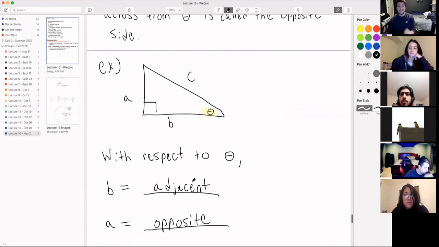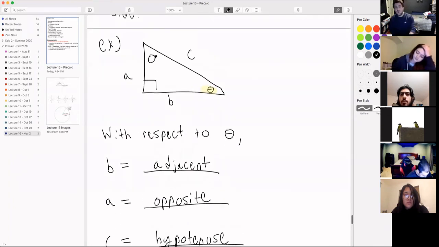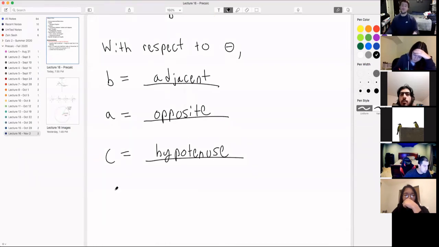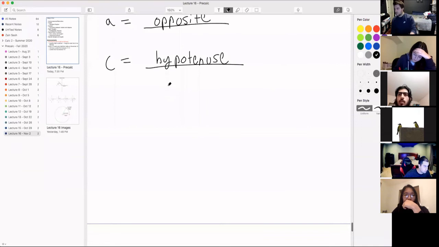Very good. So just again, let me note that if theta were up here, the answers would be different. B would be the opposite and A would be adjacent if theta were up here. So for these questions, you always need to fix your angle first. It's with respect to an angle. And then you determine your opposite and adjacent. All right, so that's very important. Very good. Okay, now we're going to get to the sine and cosine functions. Okay, so trigonometric functions.